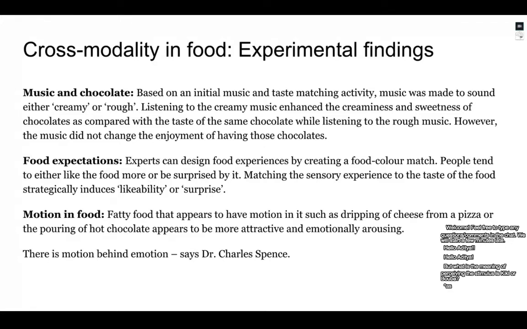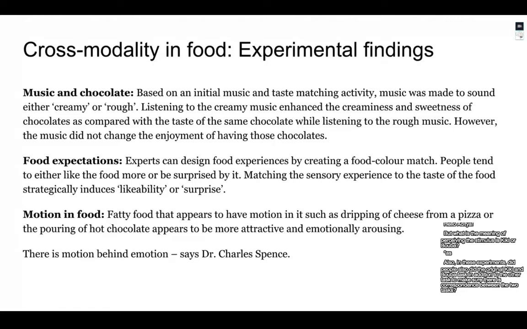Actually, let's go with the motion in food point as well. Something you have seen in advertisements all the time, and I suppose this is by design. It's deliberate. We have fatty substances like cheese or mayo sauce, mayonnaise, dripping, and that's quite attractive. Maybe pouring hot chocolate. The motion might actually stimulate us a little more in wanting it. Dr. Charles Spence, he's the main researcher who has conducted a lot of experiments in this cross-modality in food.